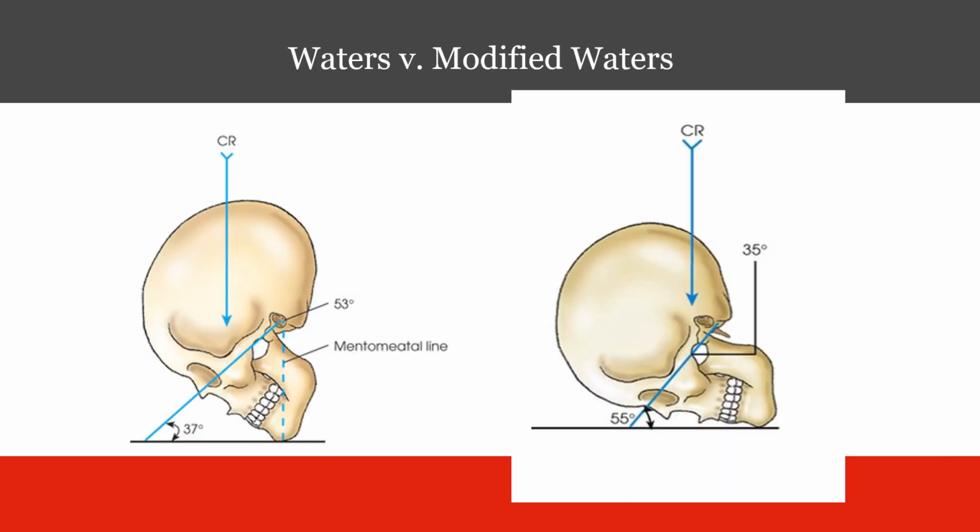So here's the difference between the Waters method and the modified Waters. The Waters method on the left-hand side shows the 37-degree angle formed with the image receptor. The MML is nearly perpendicular to the image receptor, whereas the modified Waters, called a shallow Waters, has a 55-degree angulation, and the nose is only half an inch off the image receptor.